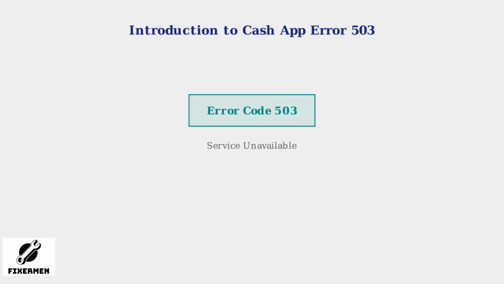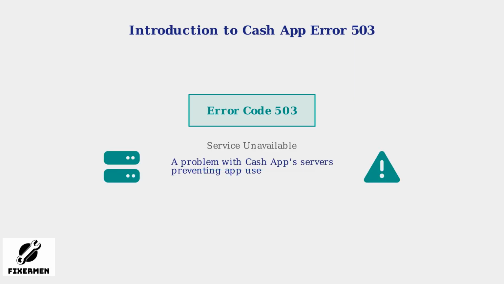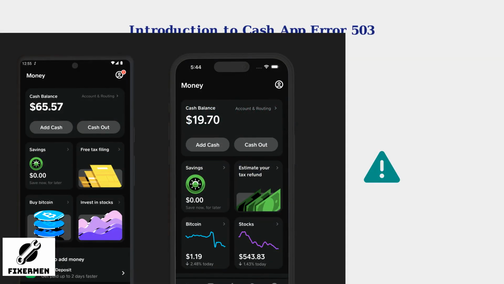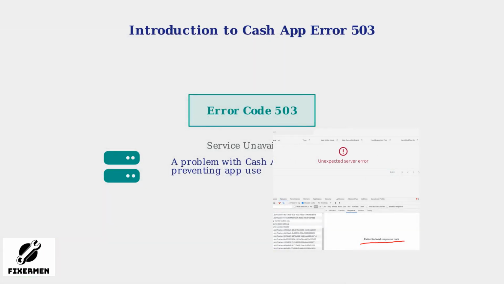Cash App Error 503 means service unavailable. It indicates a problem with Cash App's servers, preventing you from using the app. This error prevents normal app functionality. Here's what the Cash App normally looks like, and here's the error message you might see instead.